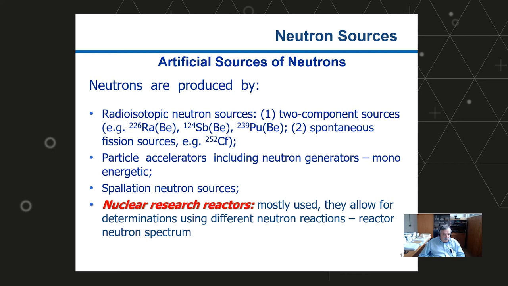Neutron sources that we may have: there is not only the reactor, we have many other neutron sources. The first category is radioisotopic sources, which might be two-component, like radium-beryllium, plutonium-beryllium, or spontaneous fission sources like californium-252. We may have particle accelerators, which usually generate mono-energetic neutrons. There are modern spallation neutron sources, which are still in development, but mostly used are, of course, nuclear research reactors.